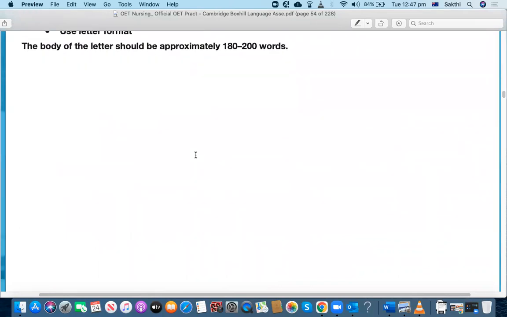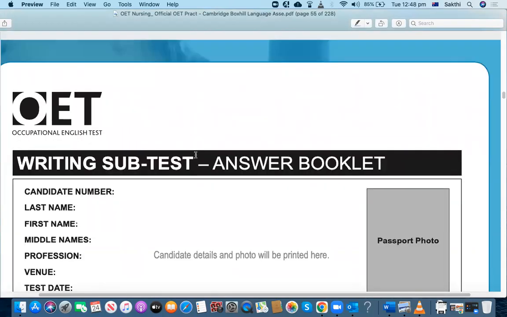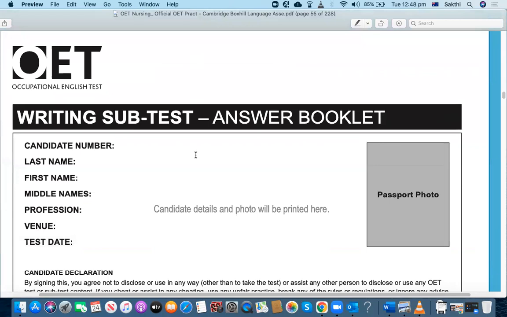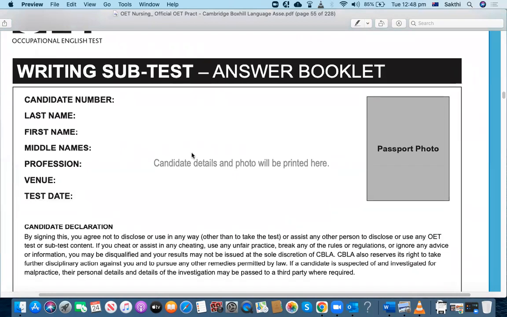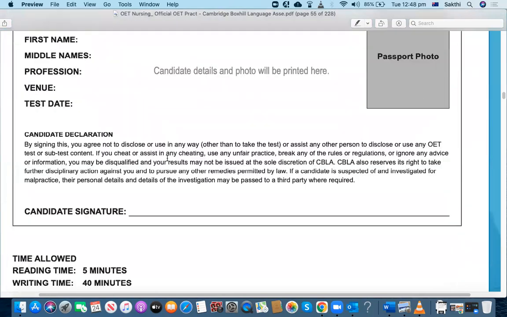Once you get this one, you're going to get the answer booklet. This is where you have to register your response. This is where you have to write down the letter. Again, you will see the cover page here. You will see the candidate number, last name, first name, middle name, profession, venue, test date, and all these things, along with your photo affixed here. So you got to verify them, and then you have to put your signature here.